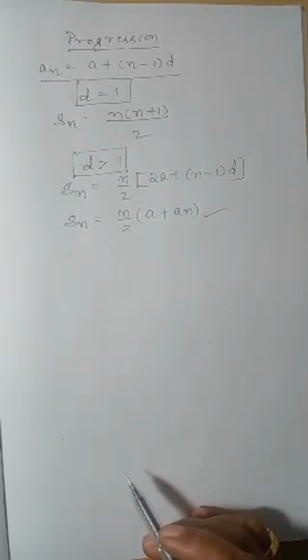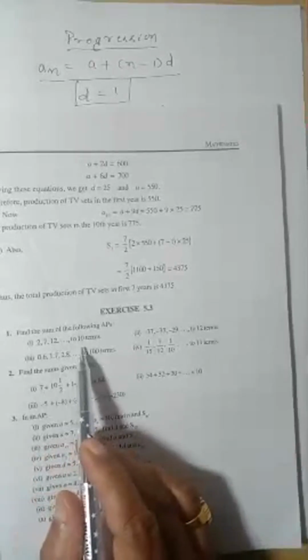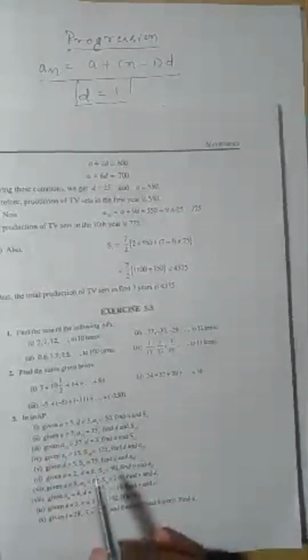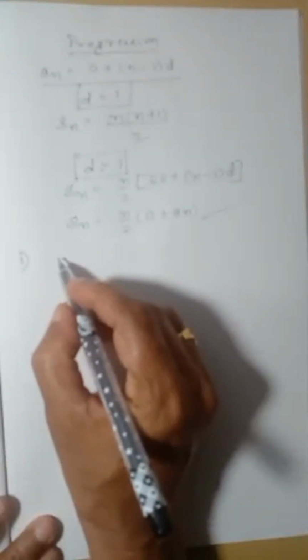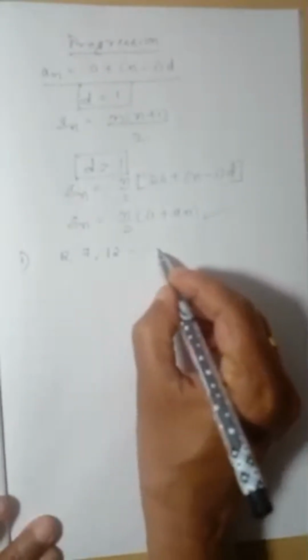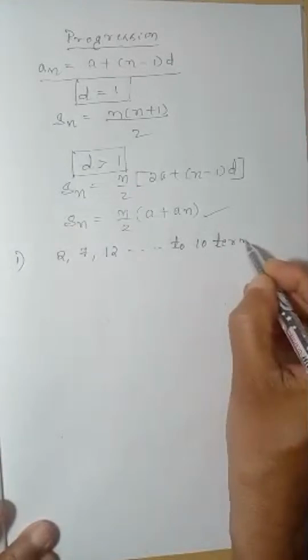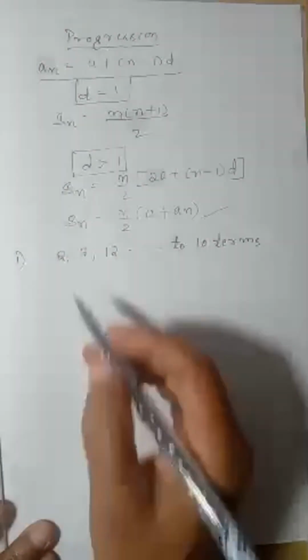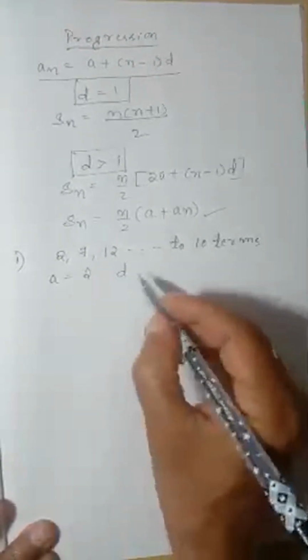Okay, let us see. This is the one problem. Observe that one. Find the sum of the following APs. Here 2, 7, 12, up to 10 terms. Here you have to find the sum. The progression is given: 2, 7, 12, up to 10 terms. From this progression, you are getting some given terms. Here the first term is 2 and the common difference, it is already told it is an AP.